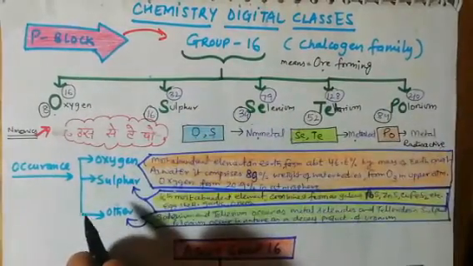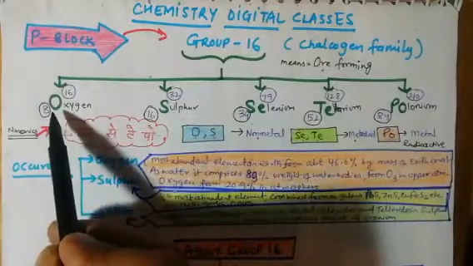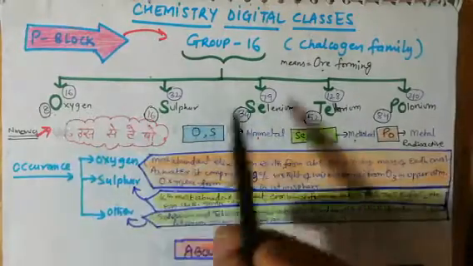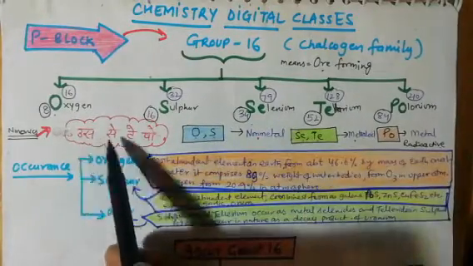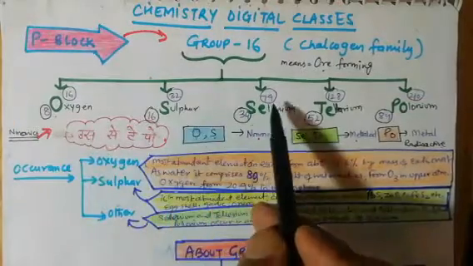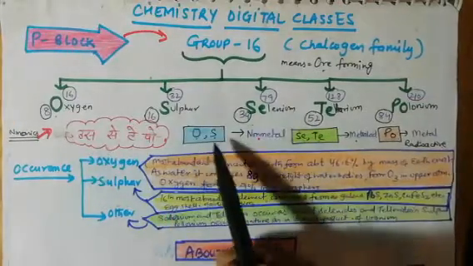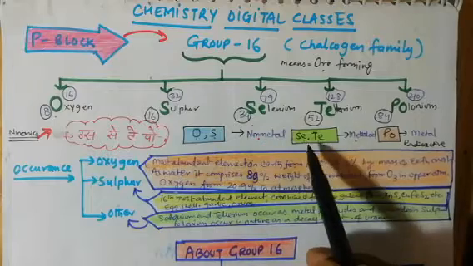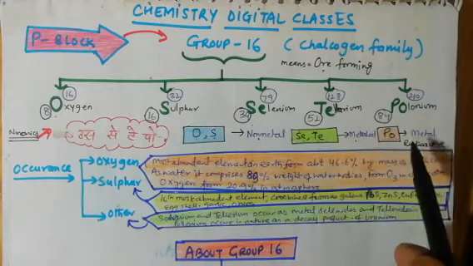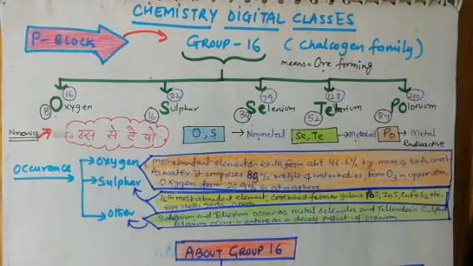Already we have done this introduction. Once again, if we need to remind the whole family, we can remind in this way: O Se Te Po, O Se Te Po. Okay, in which oxygen and sulfur are non-metallic, selenium and tellurium are metalloids, and polonium is a radioactive metal.